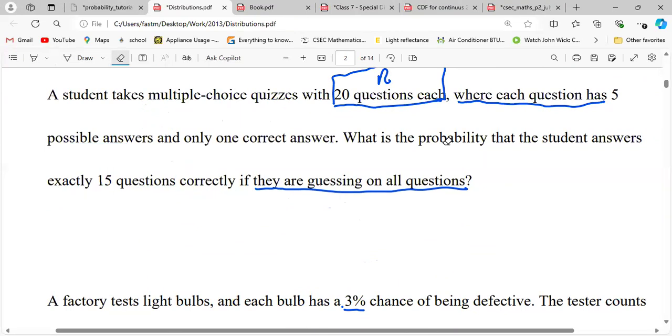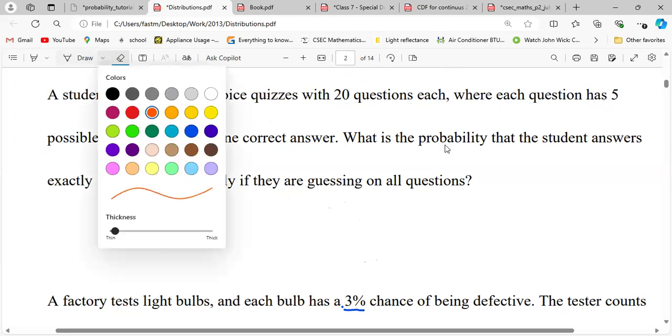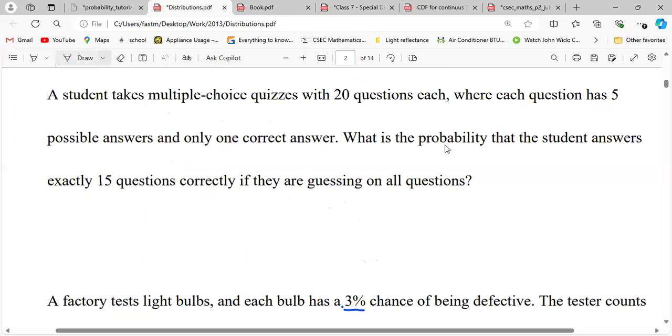Let's play it up and let's stop. Nice, so we have a clean question to look at. Shrink that font size. Alright, so let's go. A student takes a multiple choice test, 20 questions. So n is 20, where each question has 5 possible answers and 1 correct.